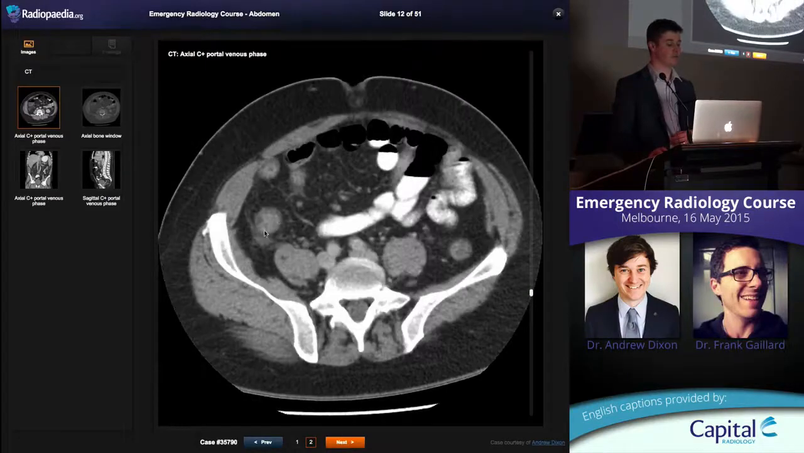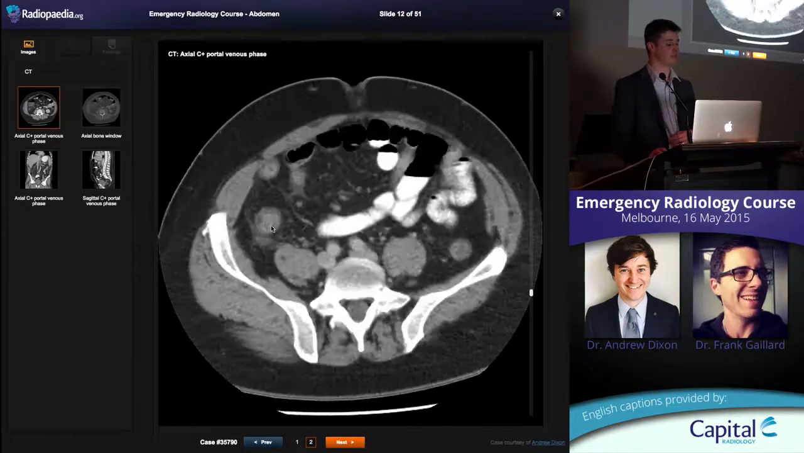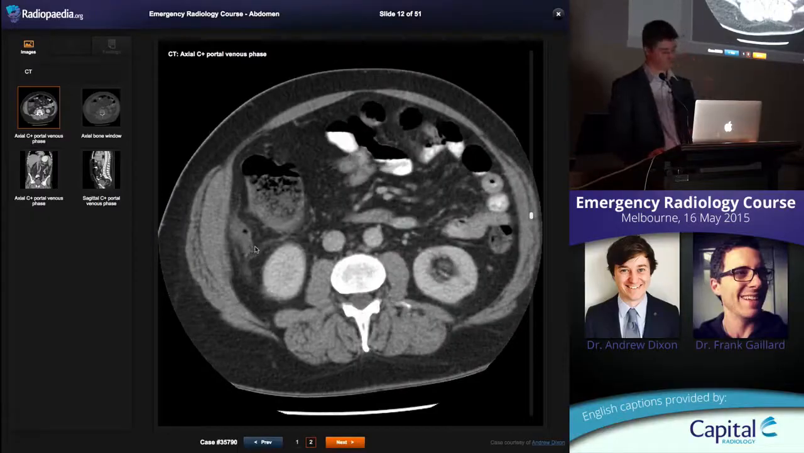This is the slightly inflamed terminal ileum. See how the wall's a little bit thick, a little bit edematous. Okay, but the pathology here is definitely centred around the tip of that appendix.